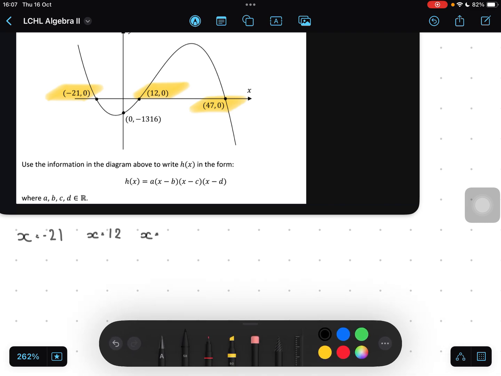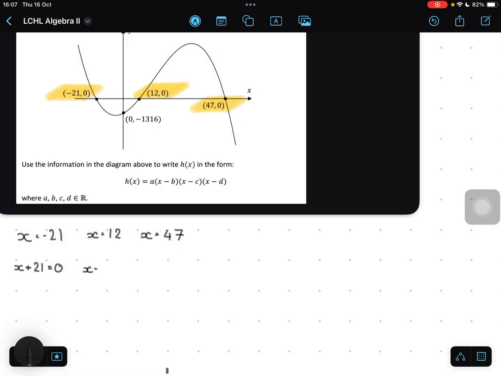What I'm going to do after this is use my factor theorem. I'm going to use those to find my factors. So if x is minus 21, that means that x plus 21 is a factor. x minus 12 is equal to 0. I'm going to write all of them out equal to 0. Now I have loads of things that are equal to 0, and I'm trying to find the function.